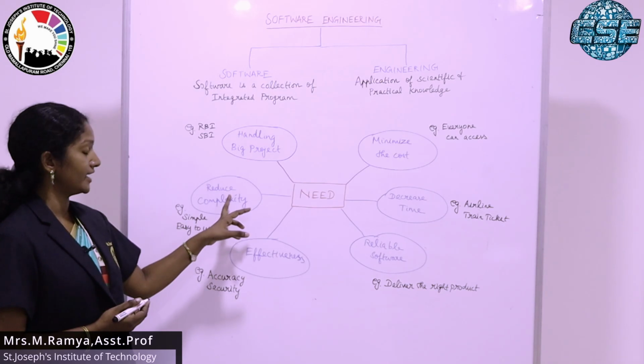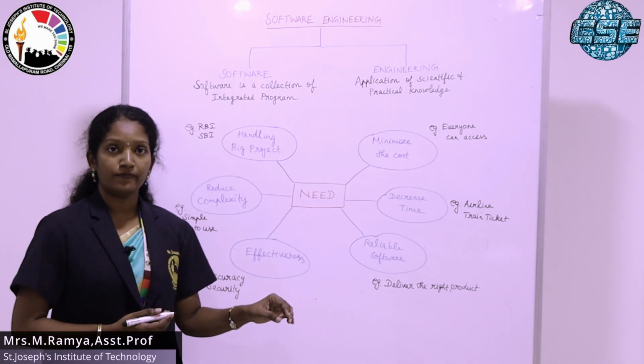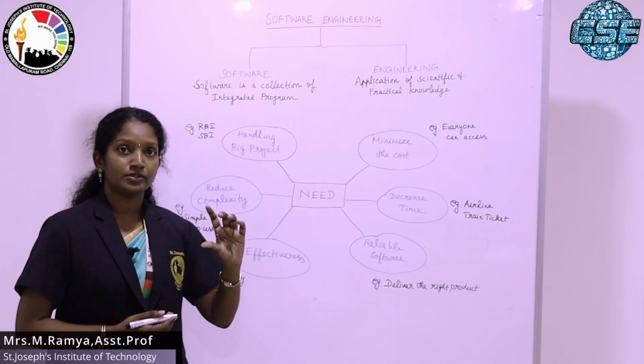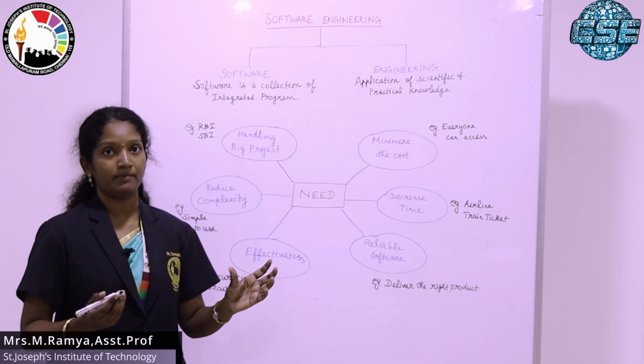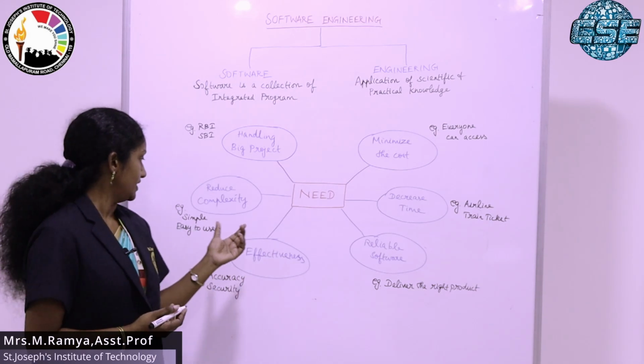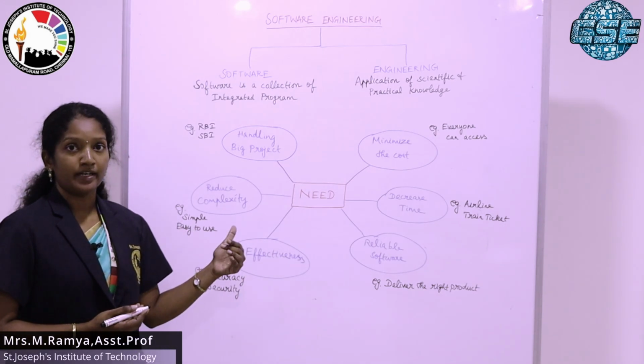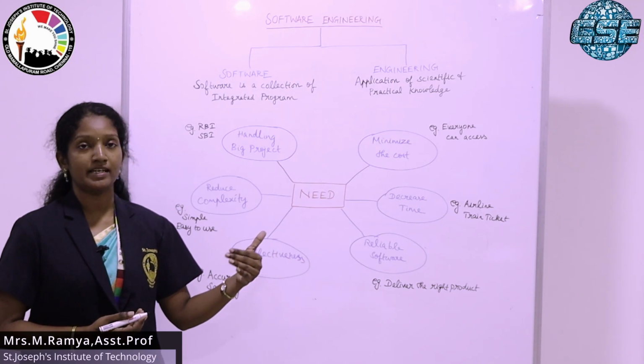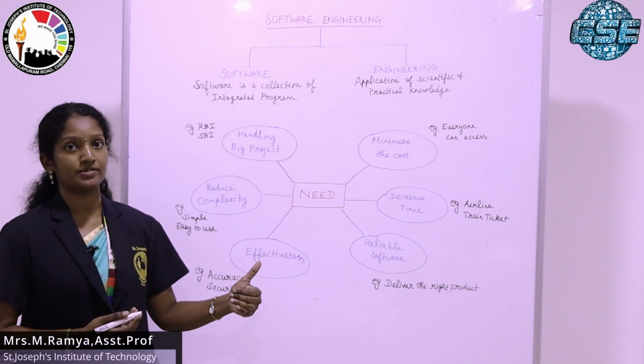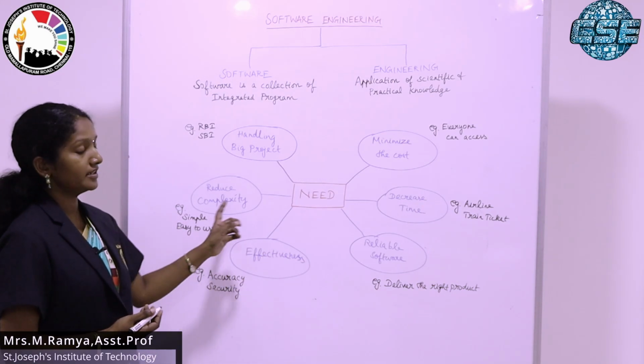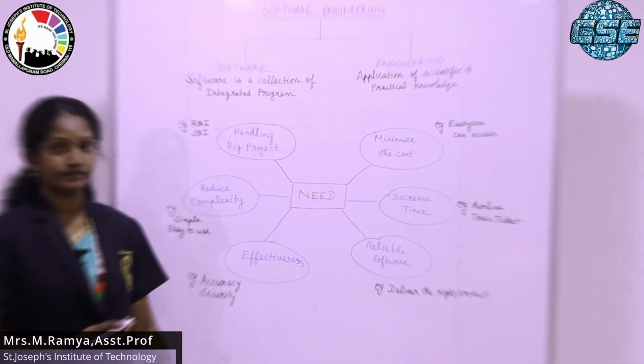And the next one is reduced complexity. While creating the software, it should be very simple so that everyone is able to use it, and it should be easy to use. If it is simple, obviously it will be easy for all customers or users to use the software. So these are all the needs for software engineering.